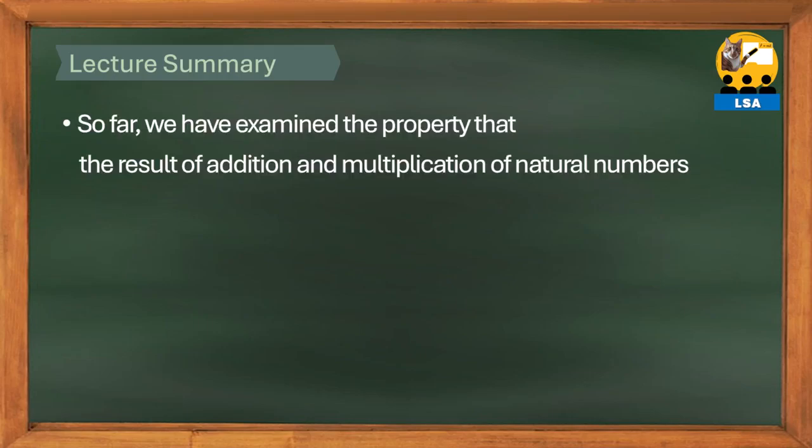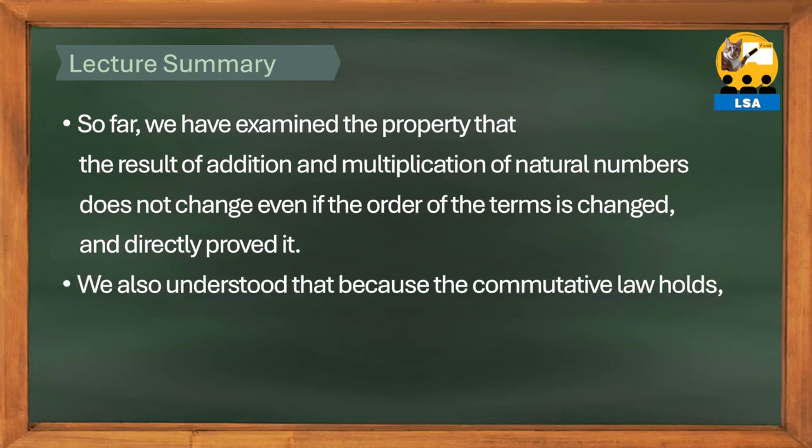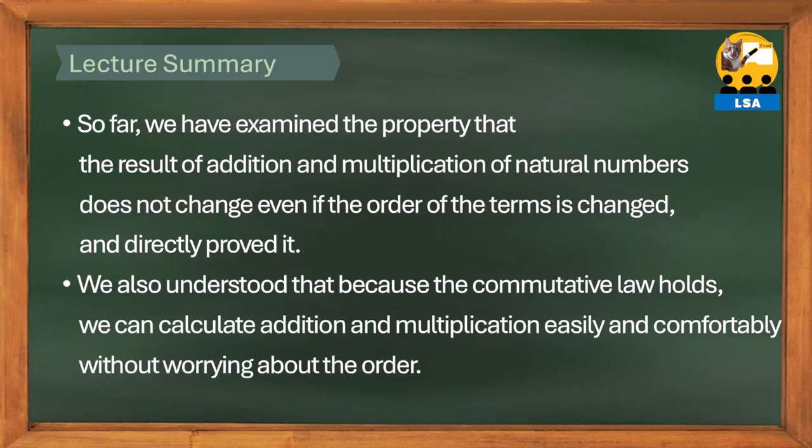So far, we have examined the property that the result of addition and multiplication of natural numbers does not change even if the order of the terms being operated on is changed, and directly proved it. We also understood that because the commutative law holds, we can calculate addition and multiplication easily and comfortably without worrying about the order.